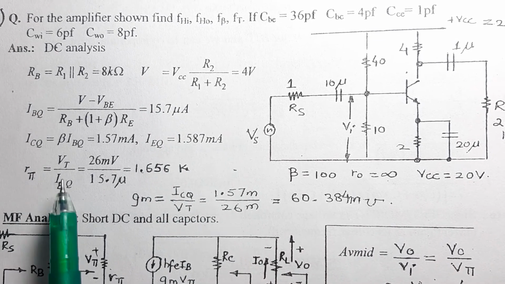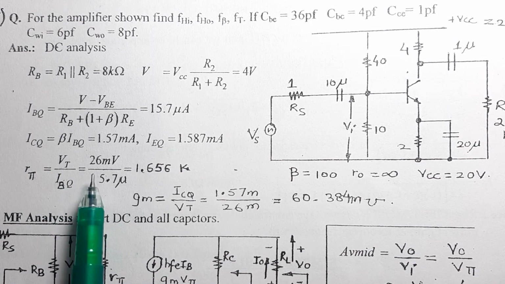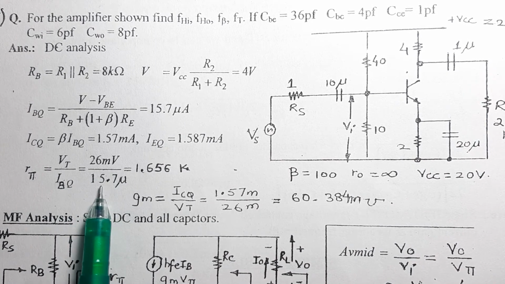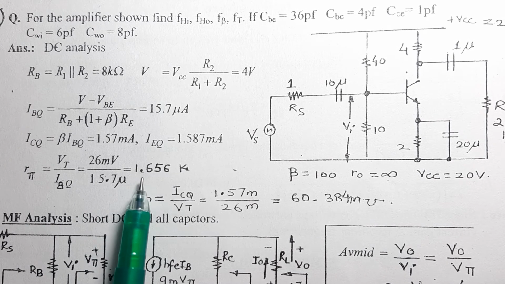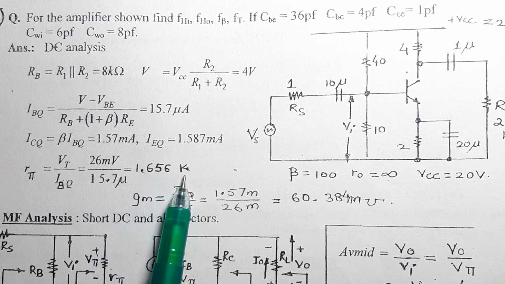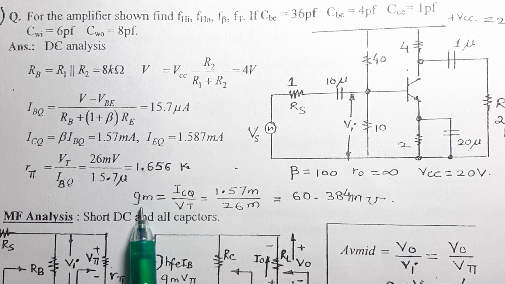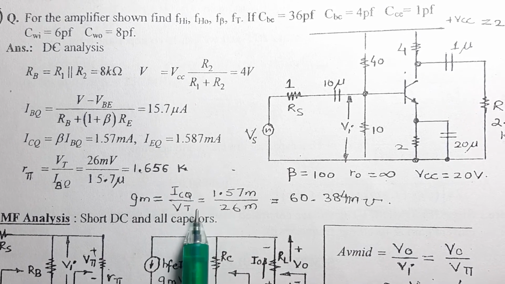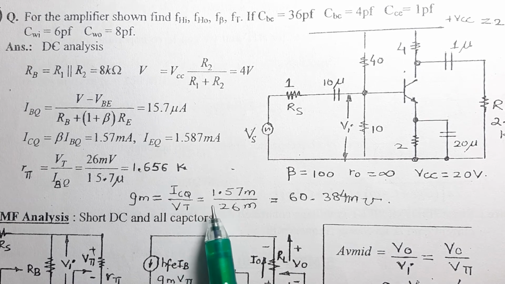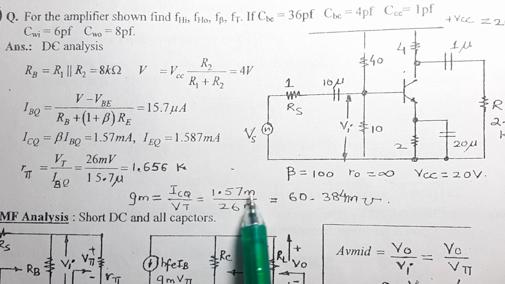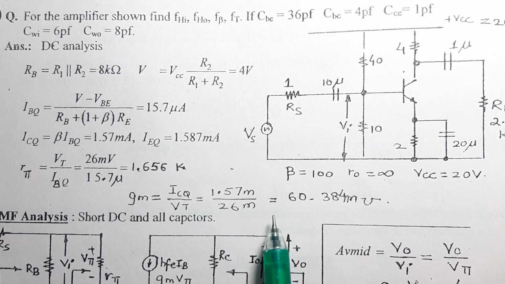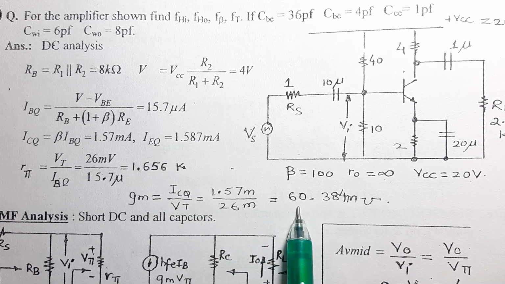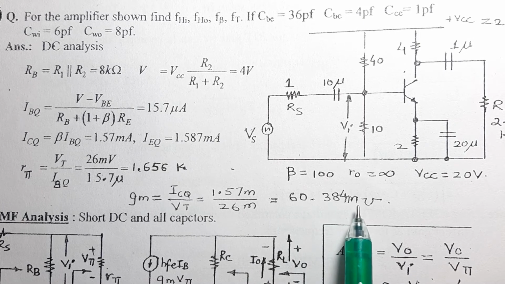Your R pi is given as VT by IBQ, which is equal to 26 millivolt upon 15.7 micro, which is equal to 1.656 kilo ohms over here. The GM is calculated as ICQ upon VT, which is equal to 1.57 milli upon 26 milli. Both milli cancel, and it becomes 60.384 milli mho over here.